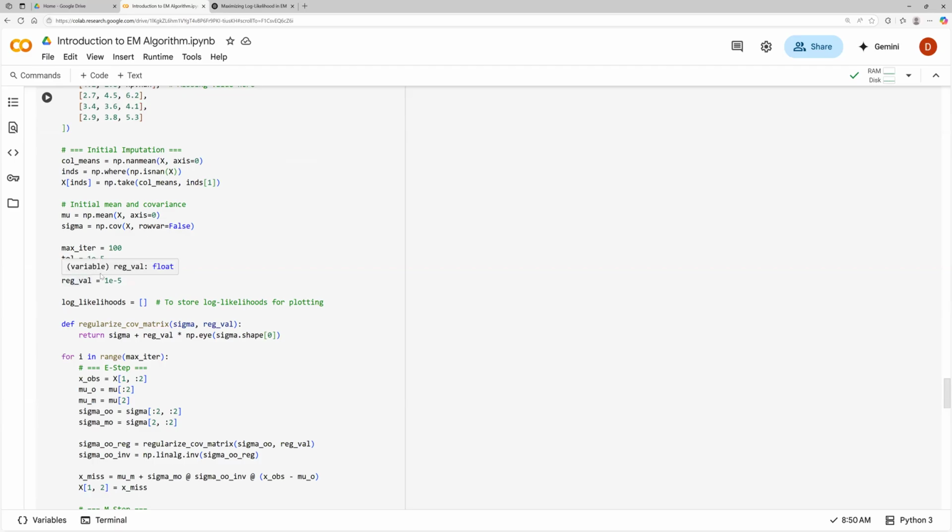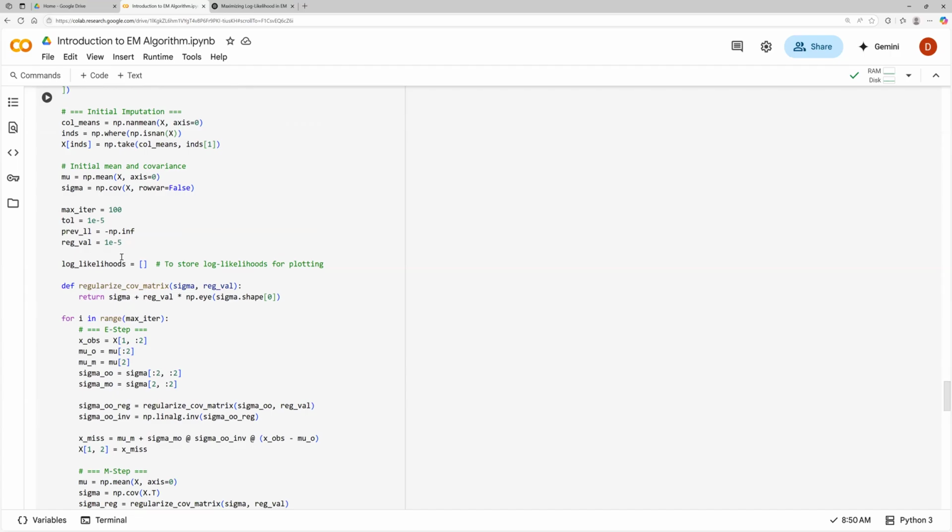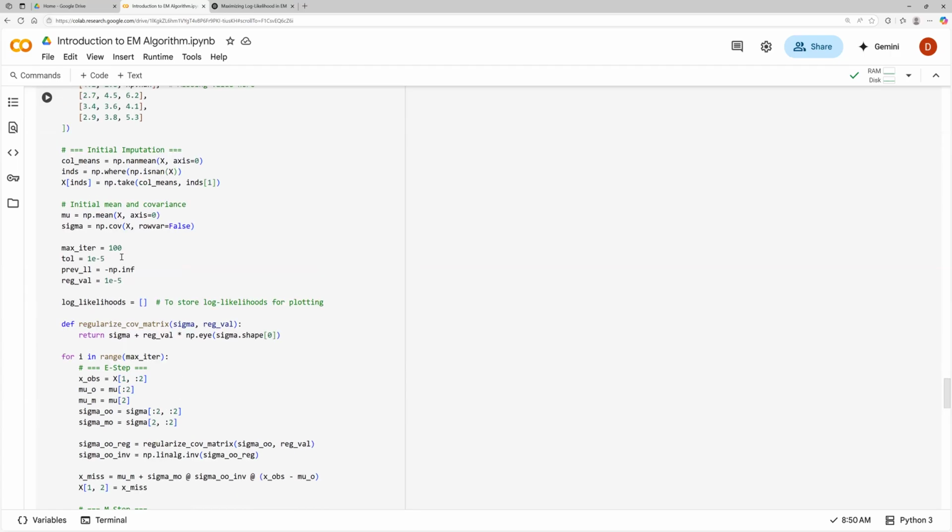The regularization value. Remember when I said that there might be dependent columns? We need to change that a little bit, so that we don't have this program stop, based on that condition that I talked about earlier, with the determinants.